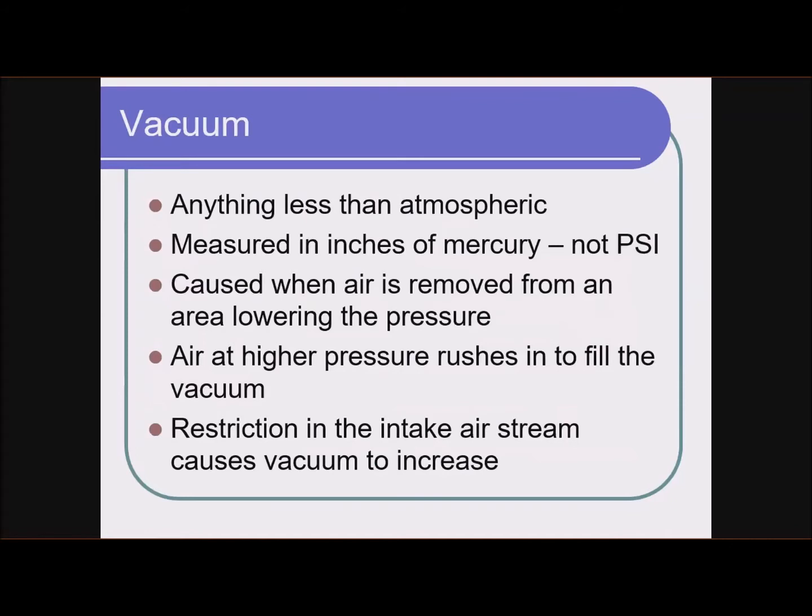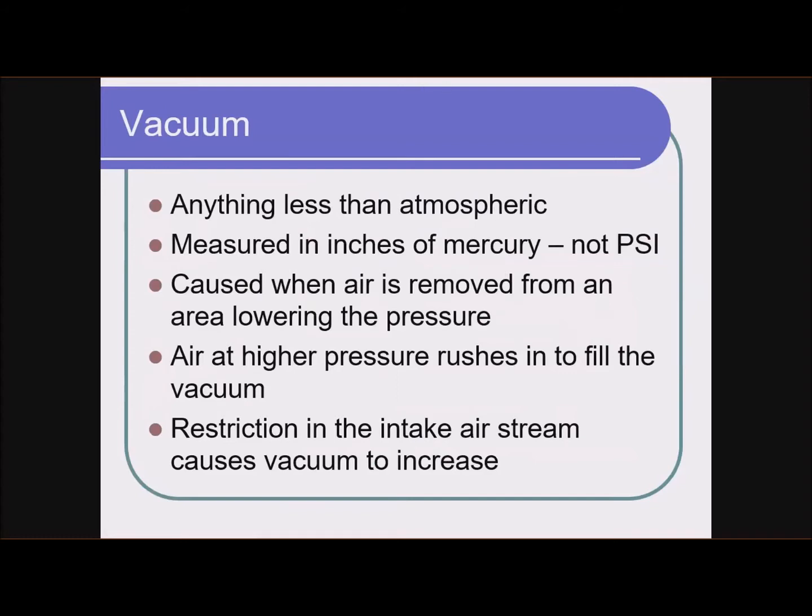And vacuum is caused when air is removed from an area, lowering the pressure. So air at higher pressure rushes in to fill that vacuum. If there's a restriction in the intake airstream, that'll cause the vacuum to increase because air can't flow in as much. So when we close the throttle on an engine and block off the incoming airflow, we are going to see higher vacuum numbers, meaning lower pressure, in the intake manifold. When we open the throttle and let air rush in, we're going to see more pressure or less vacuum. So we have to think of vacuum and pressure as really just two different sides of the same thing.